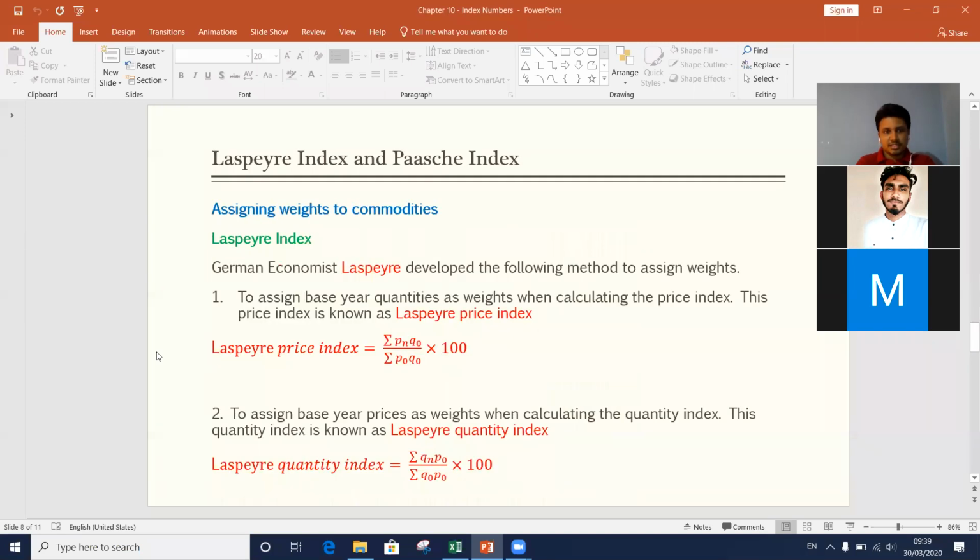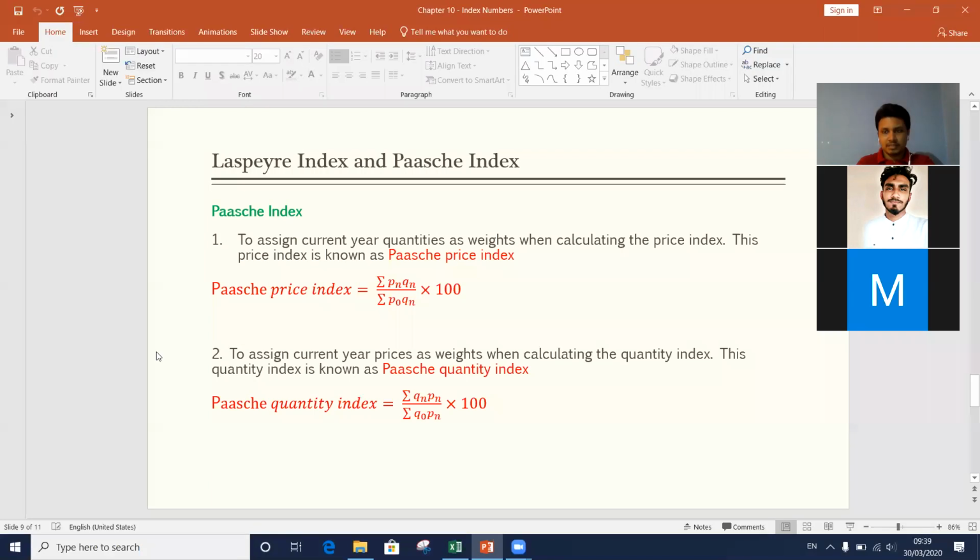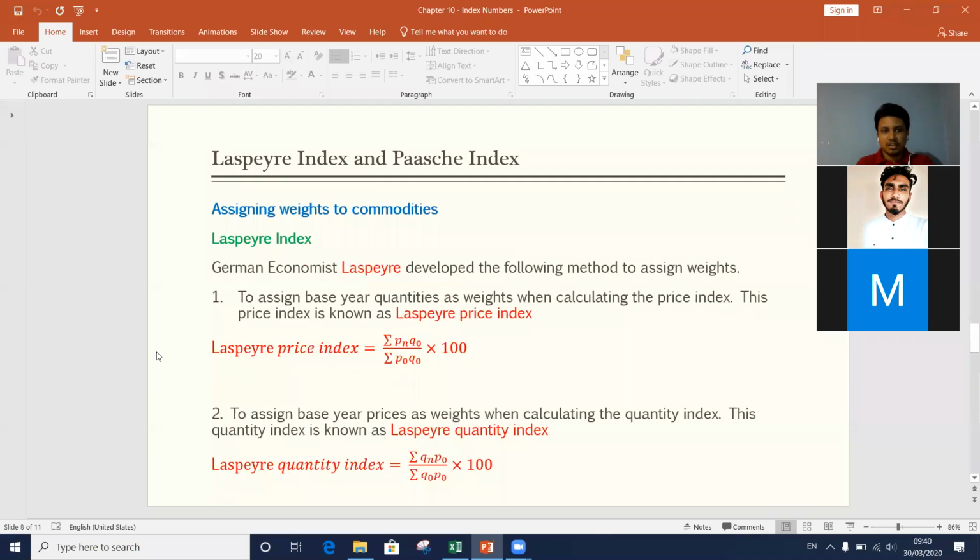Laspeyres price index and Paasche price index are how we calculate index values when we weight. Laspeyres and Paasche are two different persons. They have presented different ways of weighting. For an example, Laspeyres has said what? Consider the base year figures as weights.